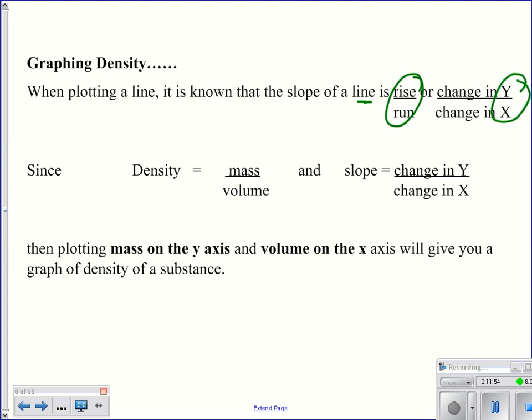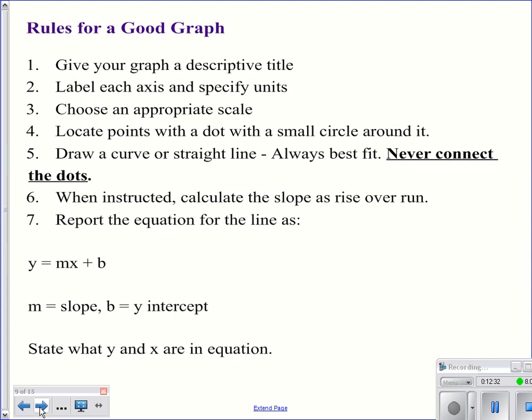So we're looking at density. Density is mass over volume. There is our rise over our run. So the slope is the change in your mass over the change in your volume, is what you would expect. Here it says when plotting these, this is what you're going to do. Mass is on your y-axis and volume is on your x-axis. So when you plot it like that, you're going to see that if you have a slope like that, that's your rise over run, the change in your mass over the change in your volume. So it illustrates the density of a substance.